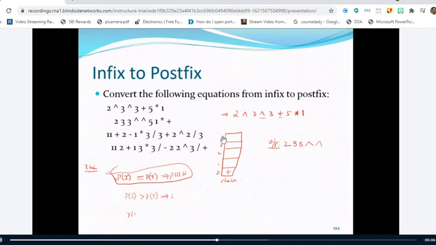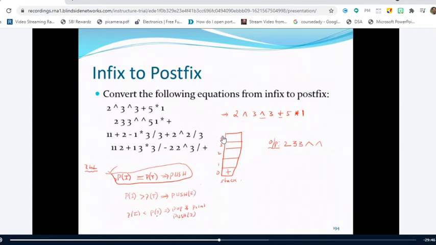What you have to do? Push. But if the priority of incoming operator is less than priority of top symbol, what is it that you have to do? Pop and print, and then you have to perform the push of incoming.